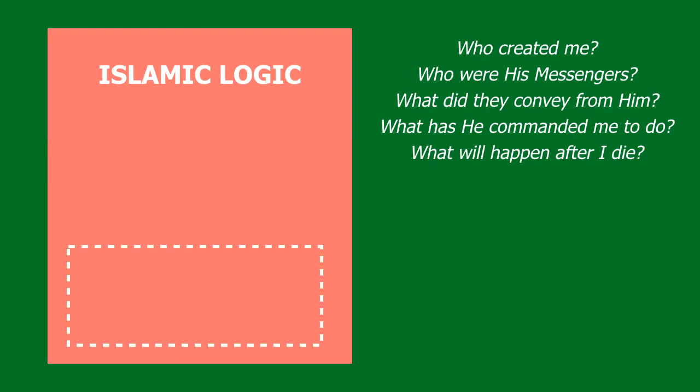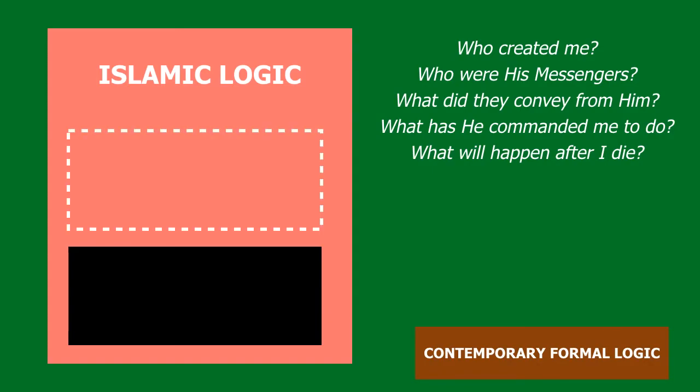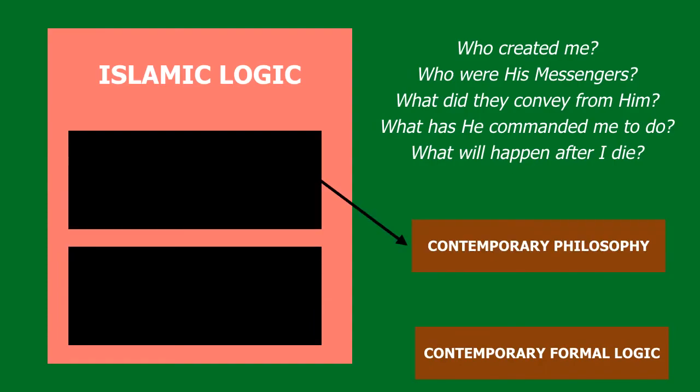Now, there is a section of Islamic logic that you can cut out and represent in contemporary formal logic, the notations, the symbols that I just described. There's another section of Islamic logic that you can cut out and discuss in contemporary philosophy. One studies questions related to epistemology, how you know that something is true. You study questions related to metaphysics. What is it that exists? What's the relation between the thought in the mind and experimental reality?